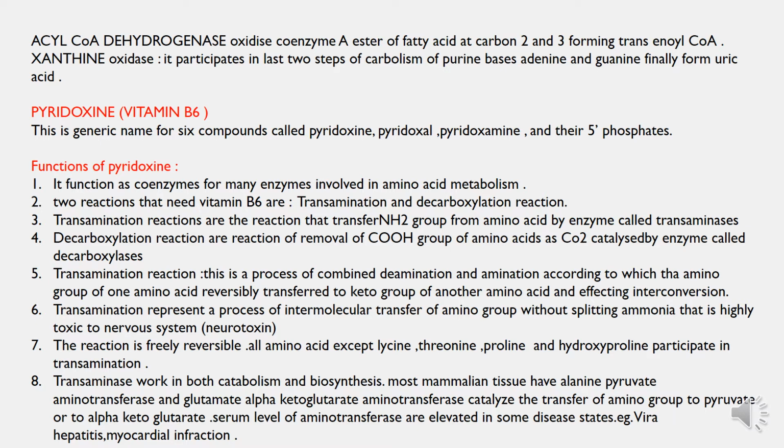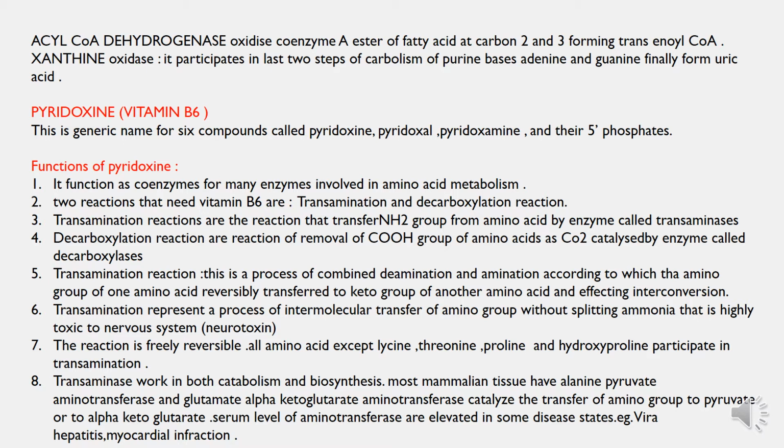Pyridoxine. Pyridoxine is also called vitamin B6 and it is a generic name for six compounds called pyridoxine, pyridoxal, pyridoxamine and their 5-phosphates. Functions of pyridoxine: it functions as a coenzyme for many enzymes involved in amino acid metabolism. Two reactions that need vitamin B6 are transamination and decarboxylation reactions.